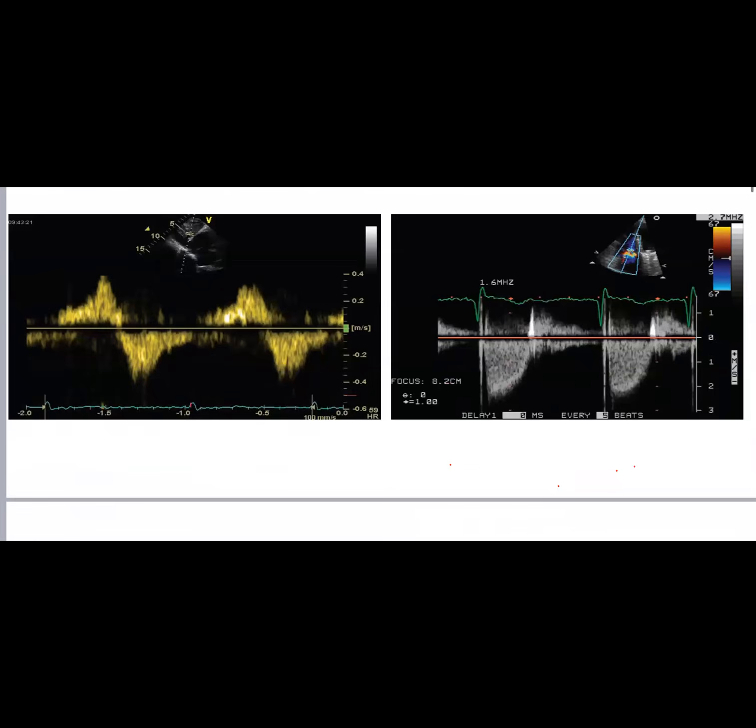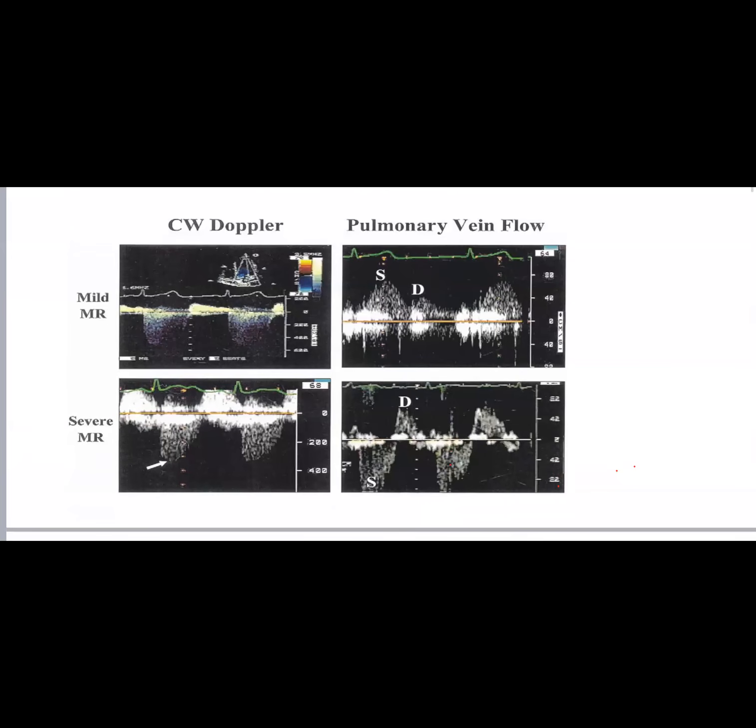Now, see the difference. This is MR. Again, I'm going to stress the point of the contour. Look at the mild MR here, the mild MR and the severe MR. So the contour is different, right? It tends to be triangular in the severe MR.